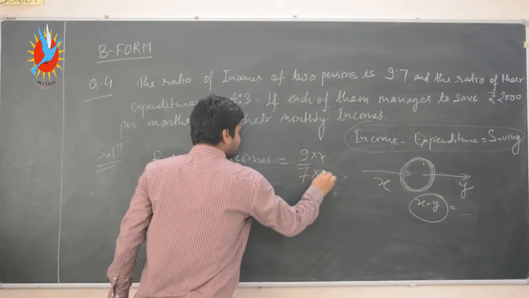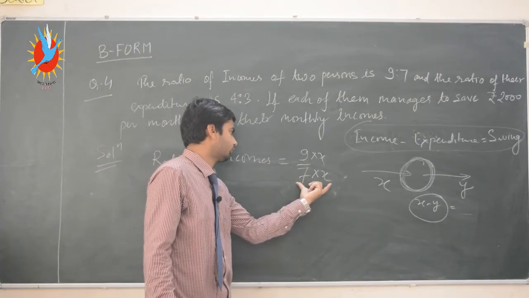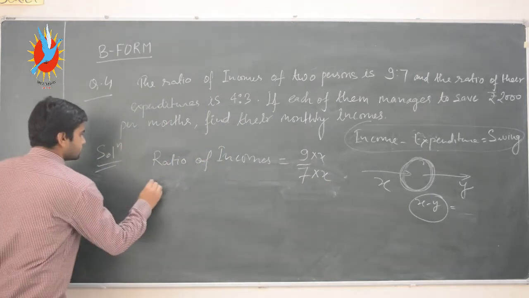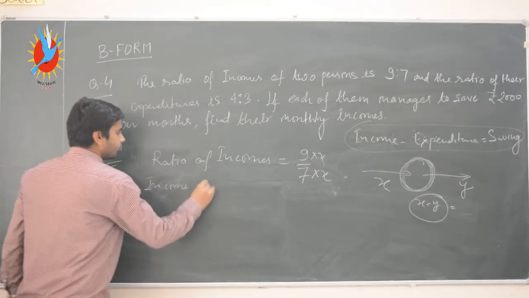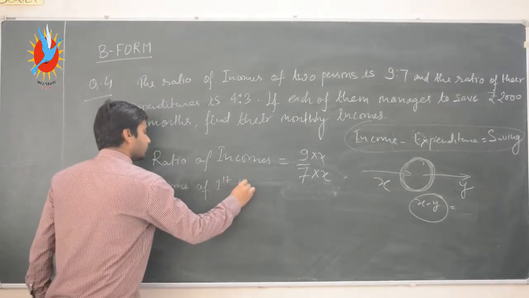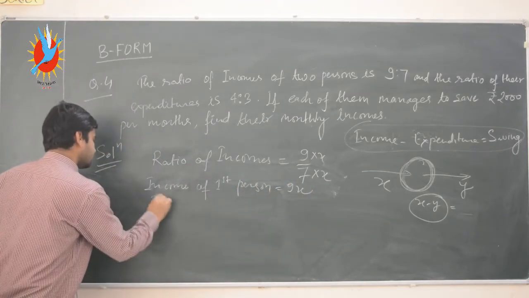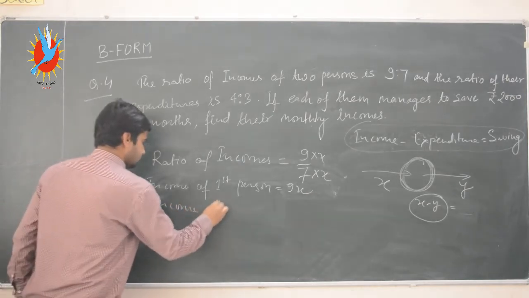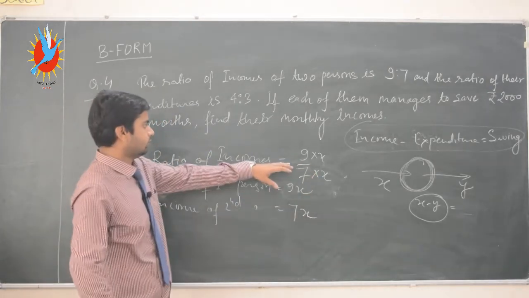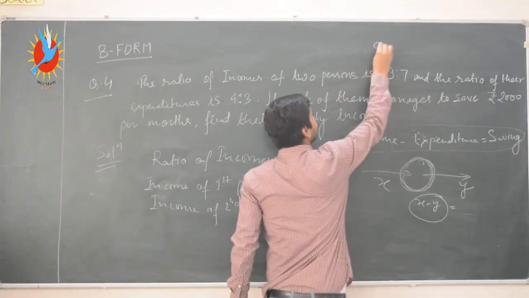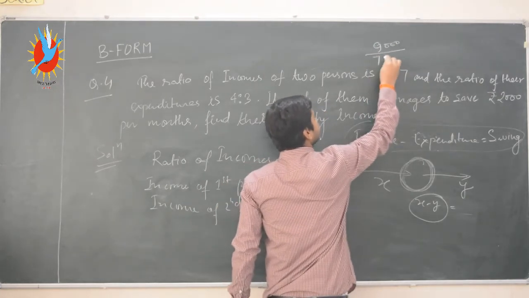So finally we got the actual income of the first person, that is 9x, and the actual income of the second person, that is 7x. So the income of the first person will be equal to 9x, and the income of the second person will be equal to 7x. First we got the incomes of the first person. Suppose this is 9000 and the income of the second person is 7000.